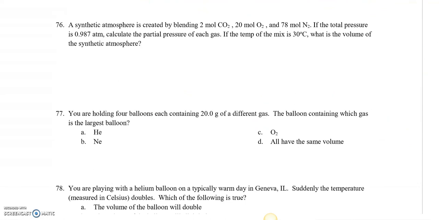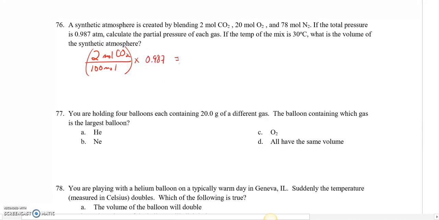Number 76. You've got a synthetic atmosphere that's 2 moles carbon dioxide, 20 moles oxygen, 78 moles of N2, and the total pressure is 0.987 atm. Calculate the partial pressure of each gas, and then what is the total volume of the atmosphere. So we're going to take our fraction that is carbon dioxide, so 2 moles of CO2 out of a total of 100 moles of gas, times the total pressure of 0.987.